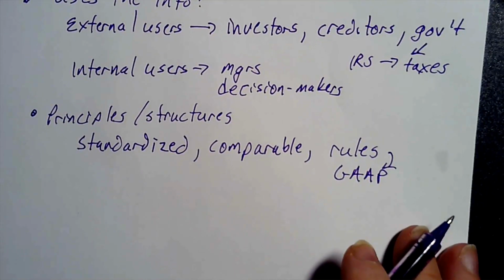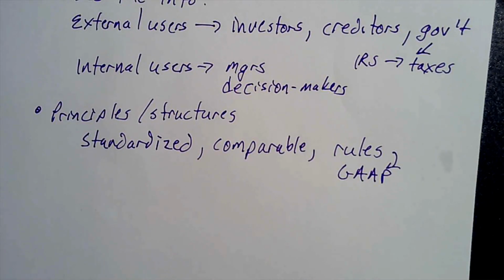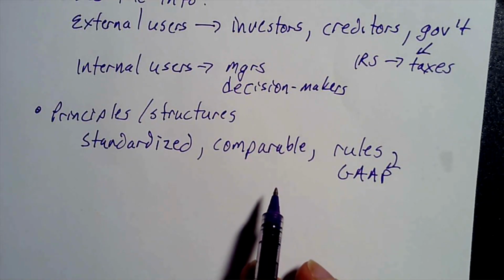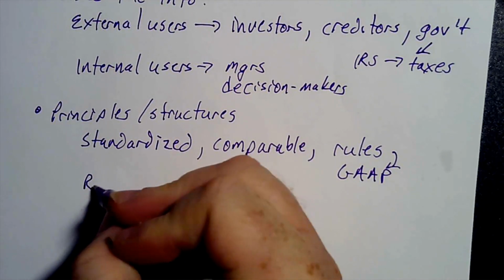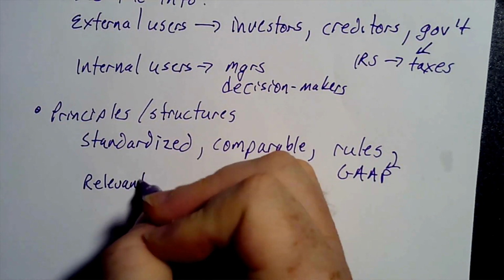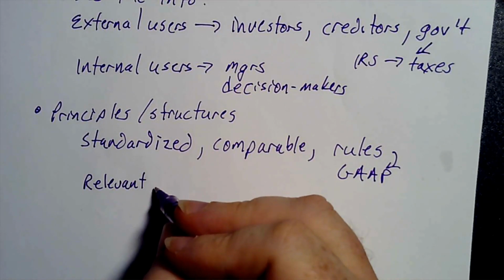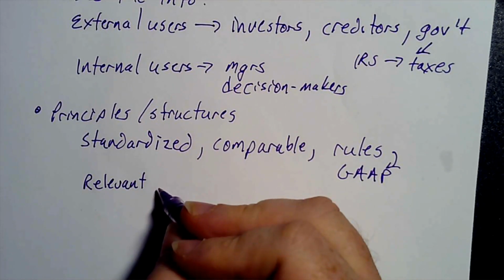Let's look at some other principles on the structure. So if we've got a whole bunch of standardized and comparable information, what other things are we trying to achieve with this information? Well, we want this information to be relevant to the users, meaning not a whole bunch of fluff, but information that they find useful for making decisions.